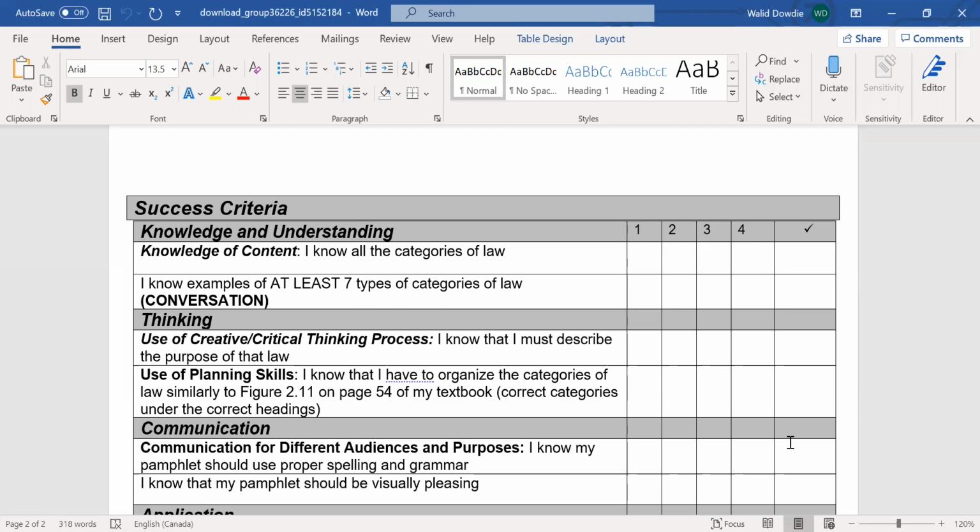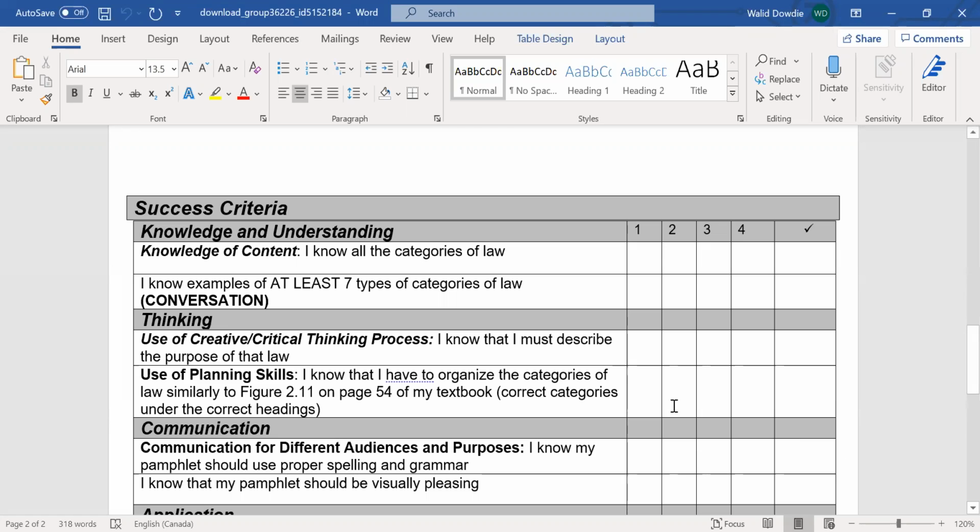Use of planning skills. I know that I have to organize the categories of law, familiar to figure 2.11 on page 54 of my textbook, with the correct categories and the correct headings. So part of it is that in your pamphlet, you've got to include a diagram that shows how each of them are interconnected. And when you're organizing your pamphlet, you should have the right headings connected there. So if you're talking about public law, you're not going to mention contract law under that section, because you would focus on everything in public law. Make sure you follow that chart on page 54, how it's organized, so you can see how our legal system is organized according to its categories.